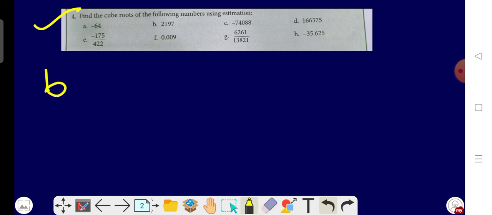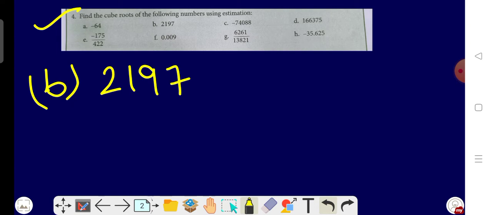B part. 2197. To find the cube root of this number by estimation, firstly we have to check the unit place digit.